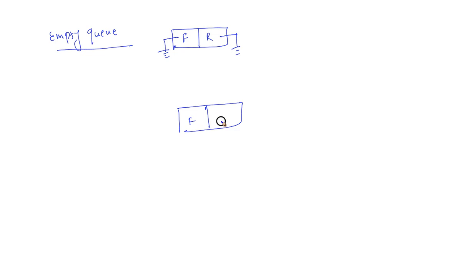F is here, R is here. When I insert the first node, let's say I insert this node in the linked list, 10. This is the only node in the linked list. So f will point to this node and r will also point to this node because this is the only node in the linked list, right?